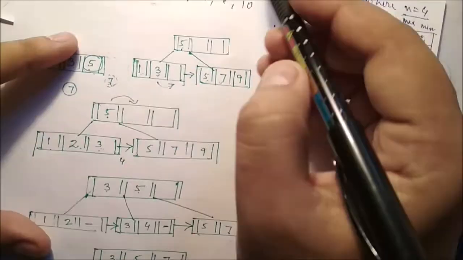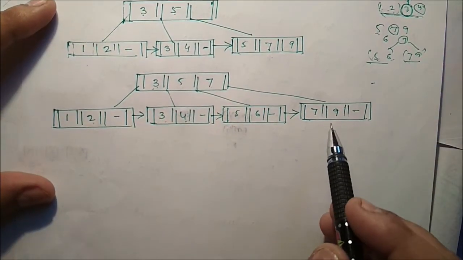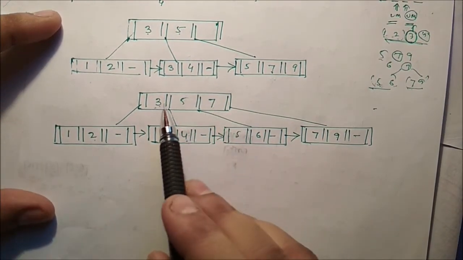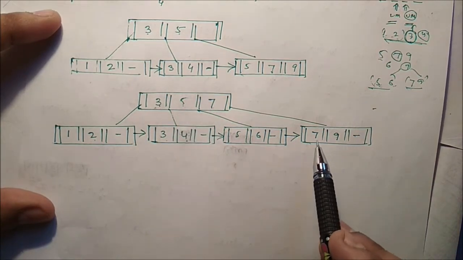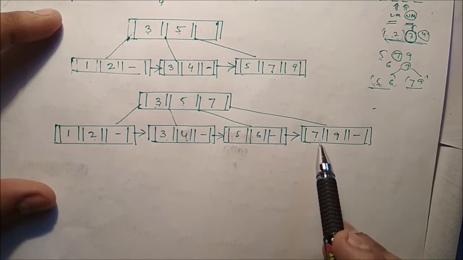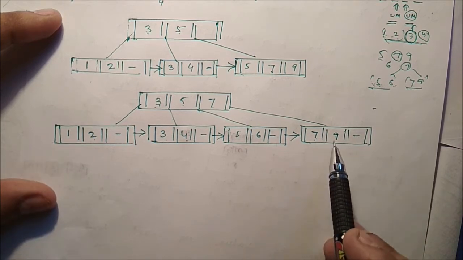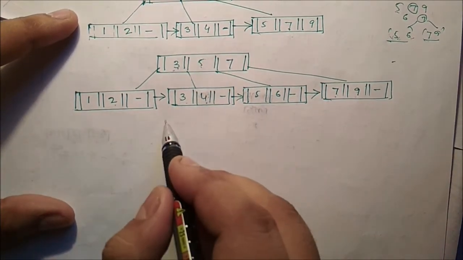Next we want to insert 8. 8 should be here. 8 is greater than 3, greater than 5, greater than 7, so it must be here, and here greater than 7, one space is there. So we have to accommodate the 8 in between 7 and 9. That is, we have to construct once again.